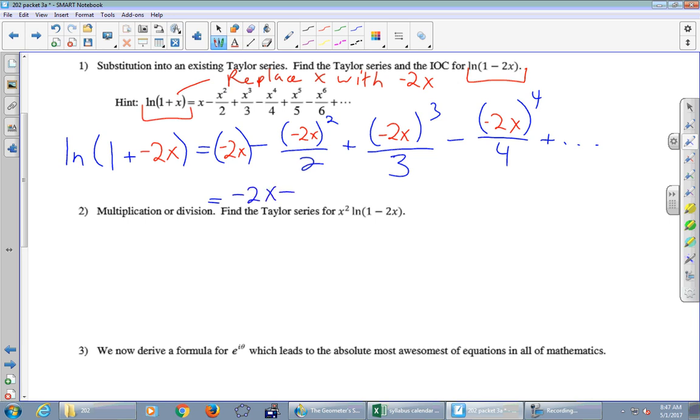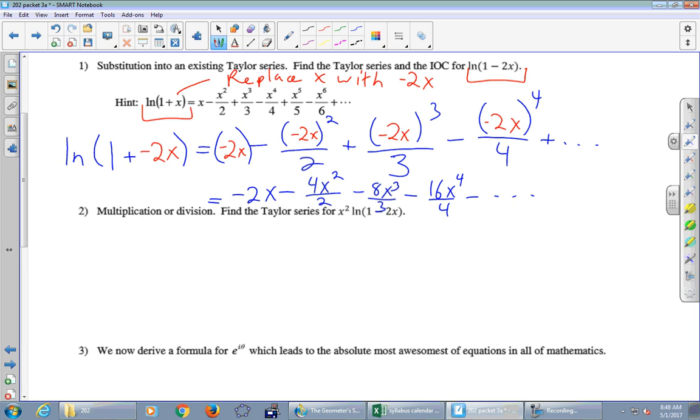Negative 2x minus, what do you get when you square this thing in here? We got 4x squared, right? 4x squared, and that's divided by 2. You could reduce, I'm not going to. What do you get when you cube this thing in here? Negative 8x cubed, still divide by 3. Last one, 16x to the 4. Okay, looks like they're all negative. I just got increasing powers of 2 on the top and the same pattern on the denominator as we did before. That's it. That's your Taylor series.